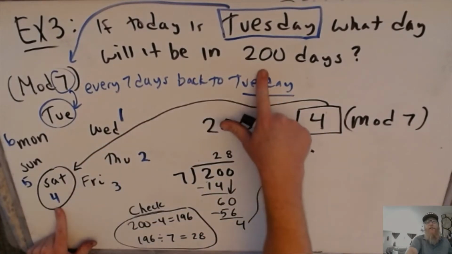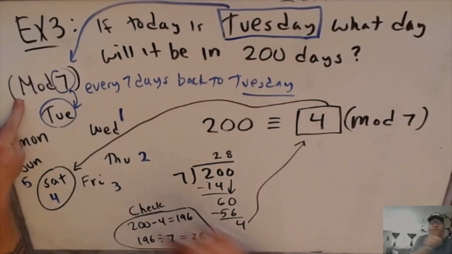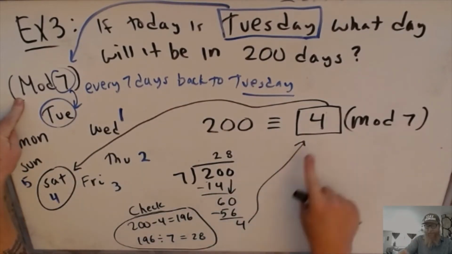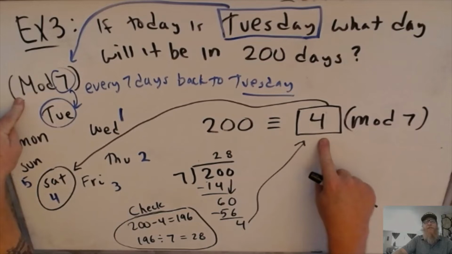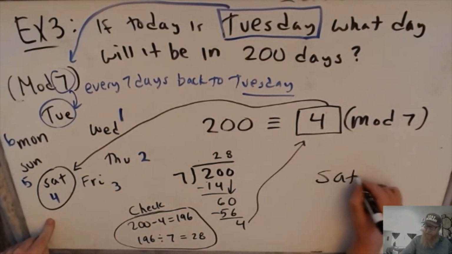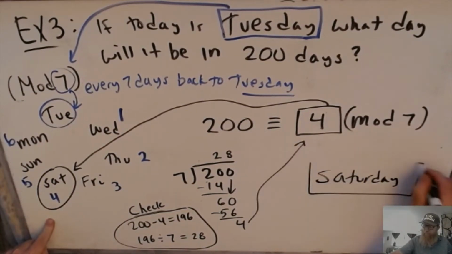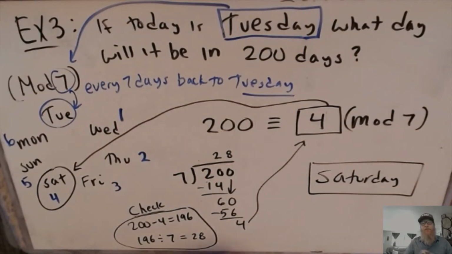So 200 days on a modulo 7 calendar is only going to act like 4 days. So what day will it be? It'll be Saturday. Because 200 days is essentially going to act like 4 days.